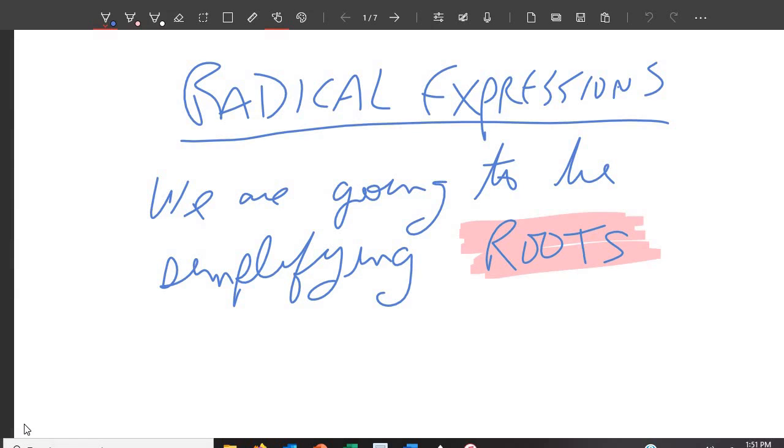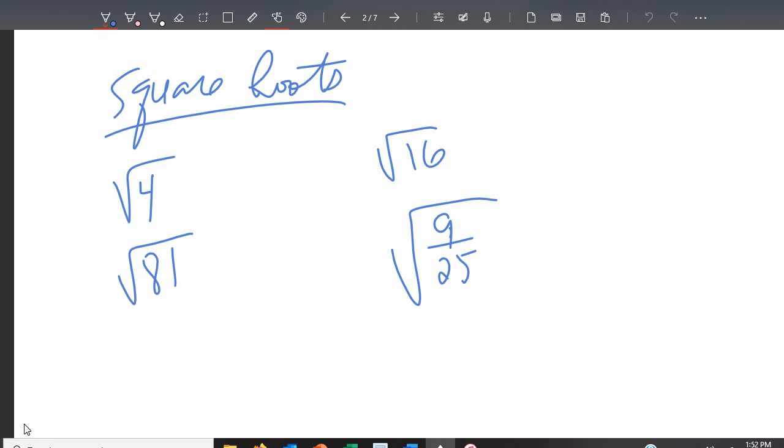Okay, radical expressions. Radical expressions means we're going to be simplifying roots, square roots, cube roots, things like that. So, you know how to do square roots. I know you know how to do this. You've done things like this before. A square root is basically undoing something that you squared.